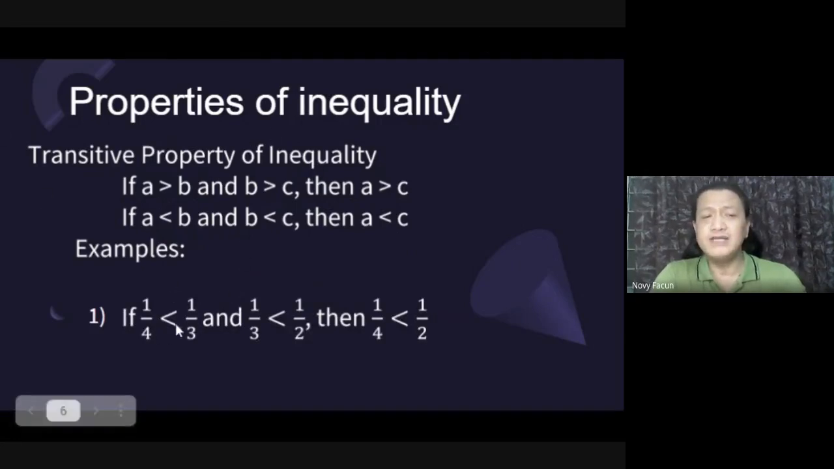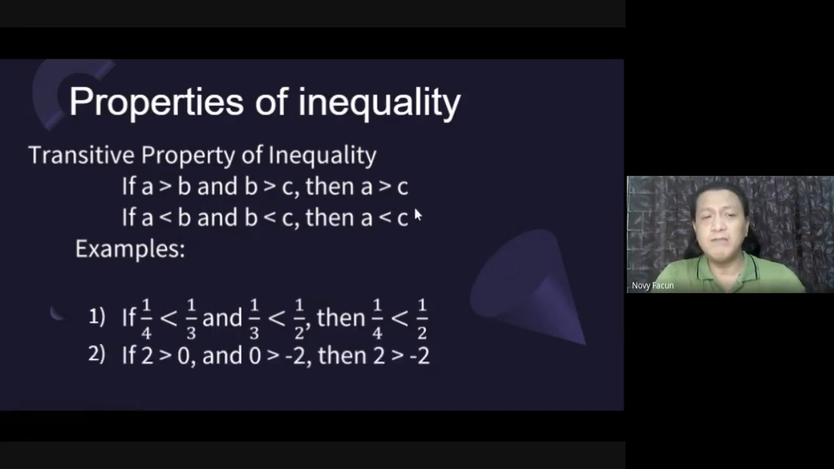If 1/4 is less than 1/3, so ibig sabihin A mo ay 1/4, B mo ay 1/3. Yun yung second quantity mo. And 1/3 is less than 1/2. So meaning to say, yung B mo, yun yung second, ito. Yung C mo, ito yung third quantity mo, 1/2. Then we can say that 1/4 is less than 1/2. Kukunin mo lang yung first tsaka yung last mo.